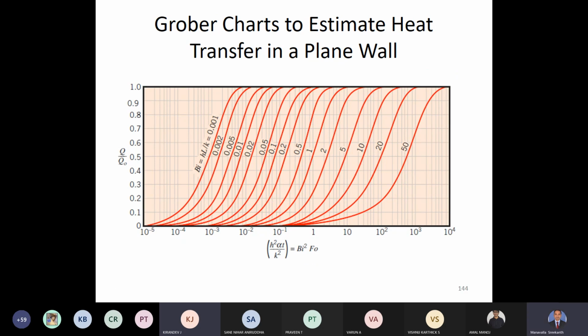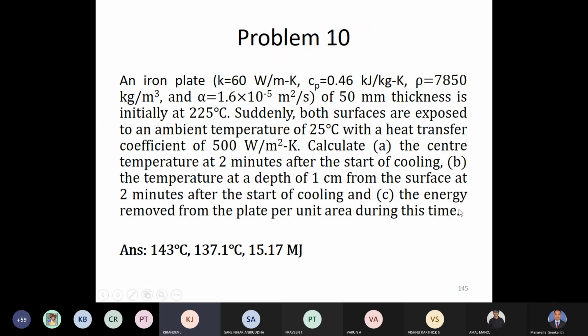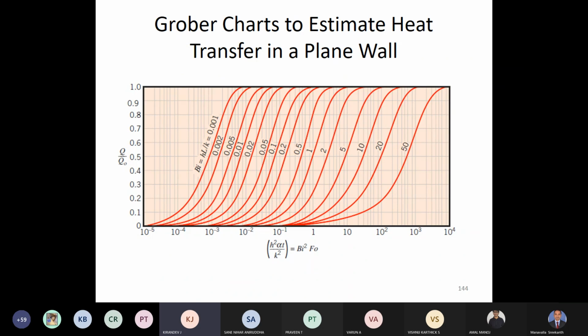Okay. Now the next question: the heat energy removed from the plate per unit area during this time. So what is the heat lost? For that, you see here you have to use the Grober chart. In the Grober chart, you have on the x-axis Biot square multiplied by Fourier number. We have the Biot number, Fourier number also, and it's the same time, 2 minutes only. So the same Fourier number can be used. So Biot square Fourier number can be calculated.